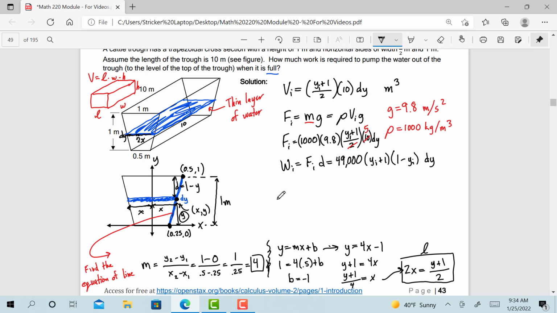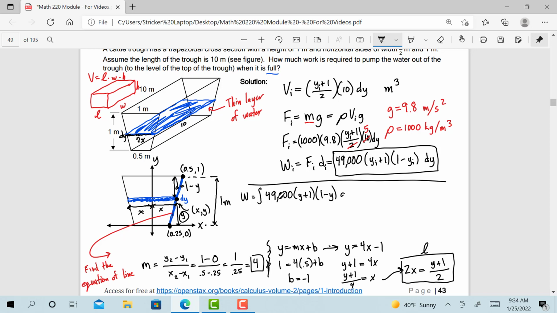Of course, this is the distance for each layer of water. And that's it. That's how we're going to find the work. This expression right here is the work needed to pump up 1 thin layer of water, and then we use the calculus. So the calculus says, okay, we're now going to integrate this. We're going to find the work by integrating 49,000 times y plus 1 times 1 minus y times dy.